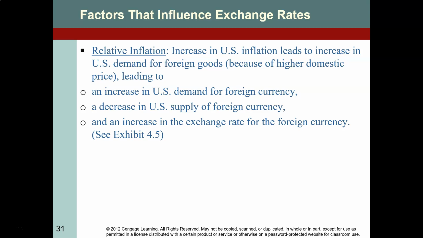The increase in US demand for foreign currency is because more people want to exchange US dollars for foreign currency so they can purchase the foreign goods, right? And then because there are fewer people coming to the US to purchase the domestic goods, there are fewer people exchanging foreign currency for US dollars for purchasing the US goods. So there's a decrease in US supply of foreign currency. Remember, the first two influences are coming from two different directions.